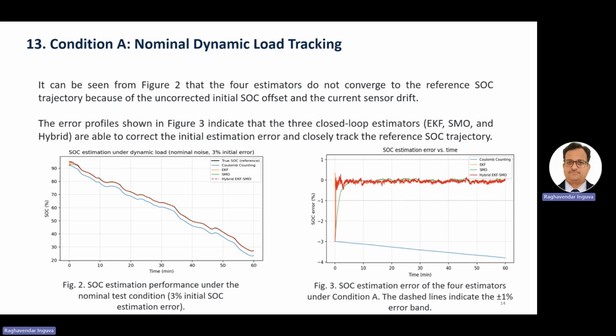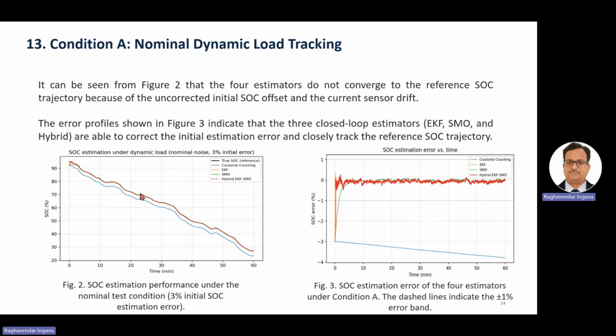So only in condition B and condition A, we have used it. In condition B, anyhow, it will deviate much. In the second graph also, we can clearly see the SOC estimation error against time. The error is very large because of the integration error of the Coulomb counting method.